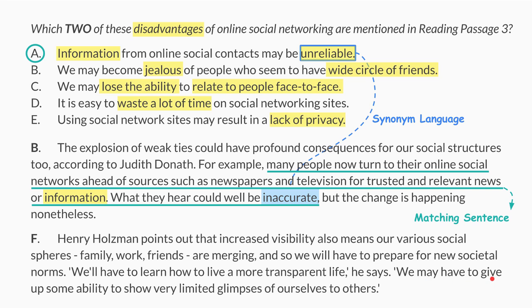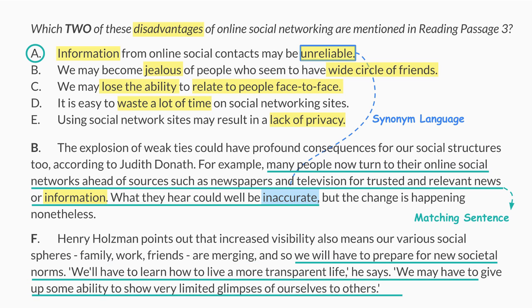Right here it says, we may have to give up some ability to show very limited glimpses of ourselves to others. It's basically saying that we have to learn to live a more transparent life. We have to be more open with other people about what we're doing, about what's going on in our lives. So people are going to have access to more information about us. So in this area, it seems to be talking about a disadvantage. That is an example of a disadvantage, because that means that I have to give up my privacy. I have to be more transparent about what's happening in my life with other people.